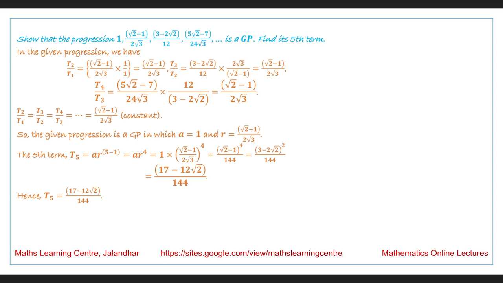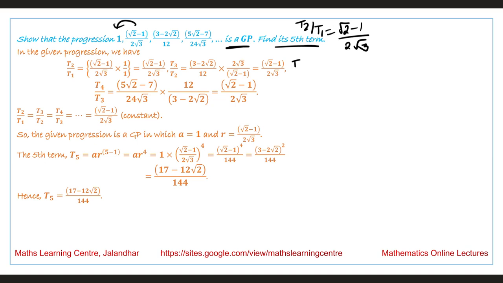Next is to show that this progression is a GP and find its 5th term. To prove that it is a GP, we take the ratio of these terms. The first ratio we have is root 2 minus 1 by 2 root 3. This is the value of T2 by T1.